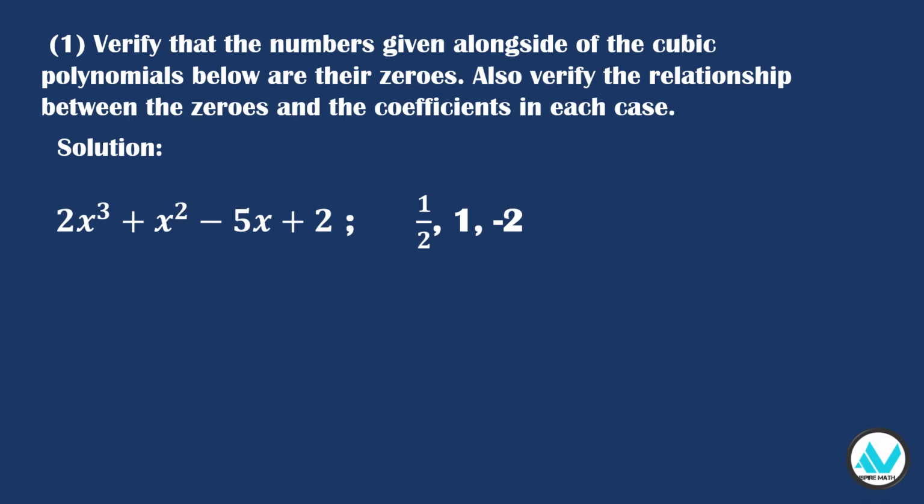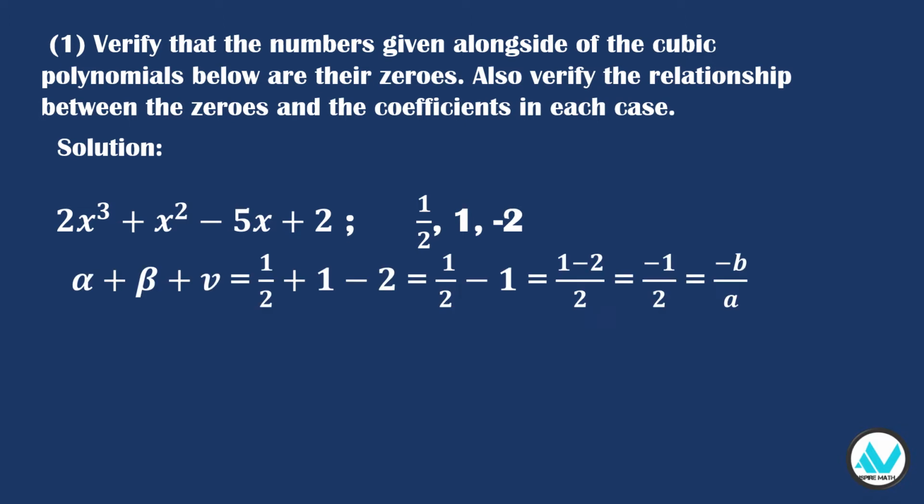Here this is of the form ax cube plus bx square plus cx plus d. Now where a is nothing but 2, b is nothing but 1, c is nothing but minus 5 and d is 2. Let me take the zeros as alpha, beta and gamma. So let me take alpha as 1 by 2, beta as 1 and gamma as minus 2. Now we know that since it's a cubic polynomial, the sum of the zeros, that is all the three zeros, alpha plus beta plus gamma is nothing but minus b by a.